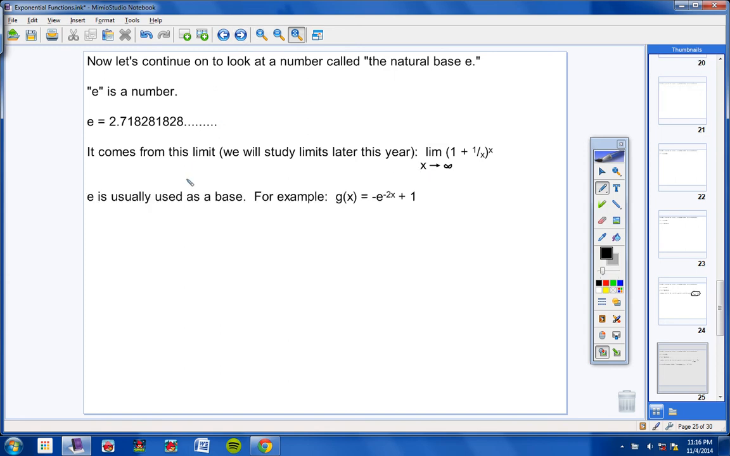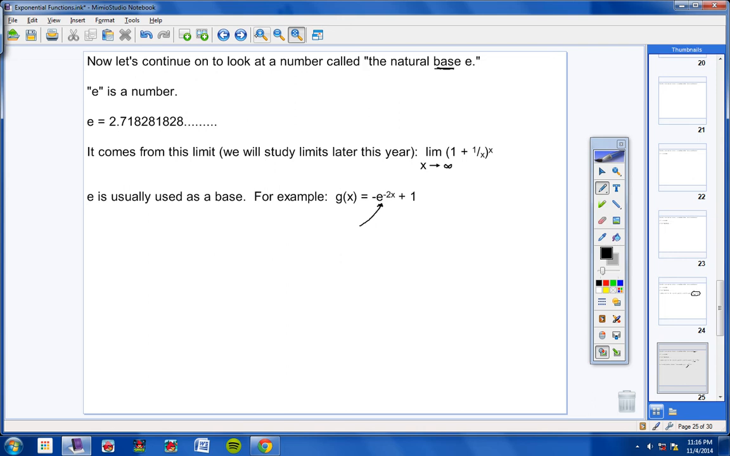Now, E is usually just used as a base. For example, here's how we would use the natural base E right here. G of x equals -E to the -2x power plus 1. And of course, your base here is E. And that's usually how E is used. And that's why it's called the natural base E, okay?